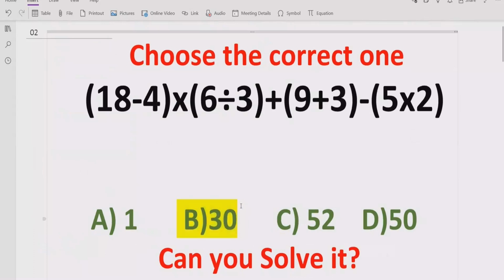So I hope you understand how you can solve the given expression using the PEMDAS and BODMAS method and get the correct result.